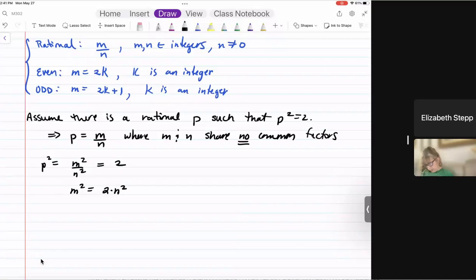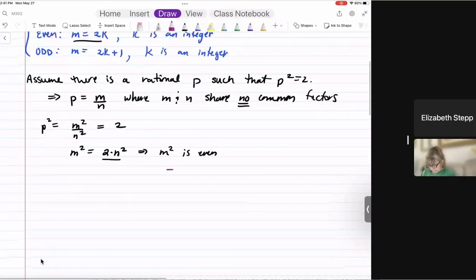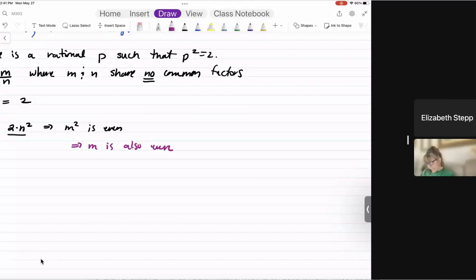Now, also note that if n is an integer, n squared is also an integer. So m squared is equal to 2 times an integer. Remember what that means: m squared is even. My claim to you then is that m is also even. Let's see why.